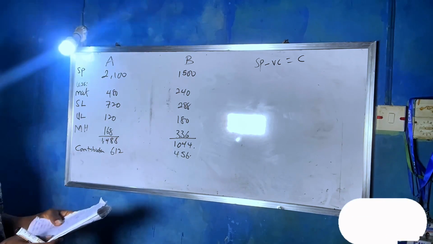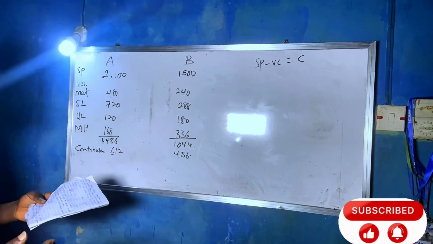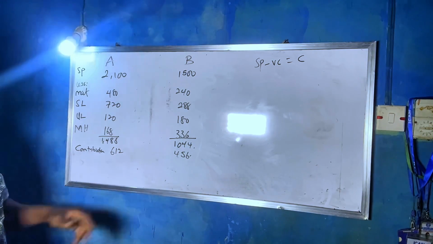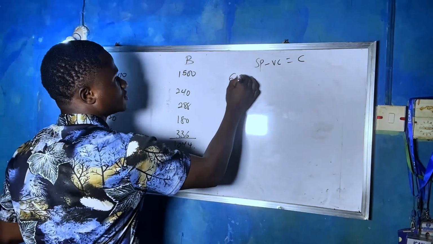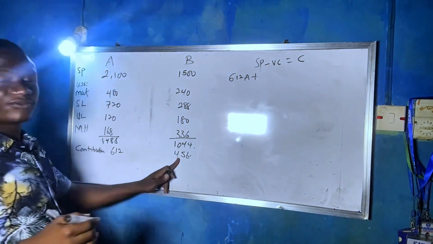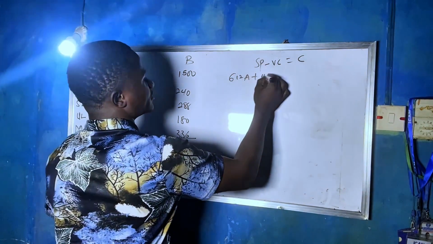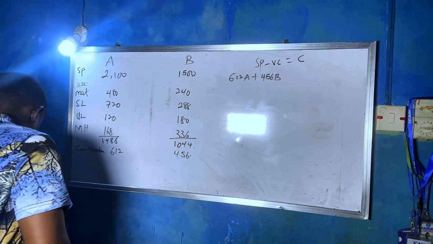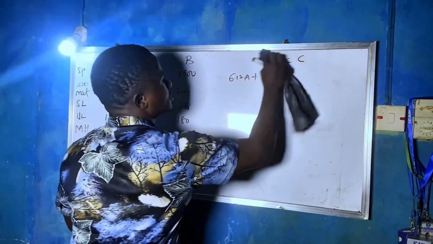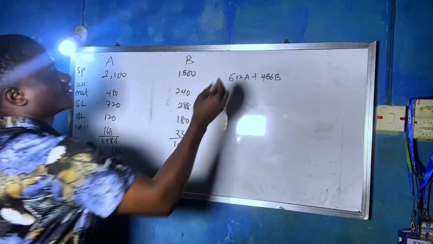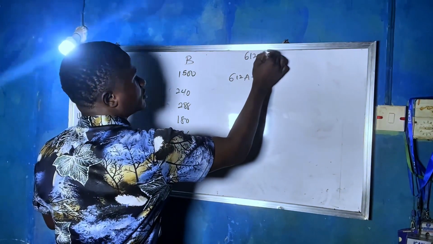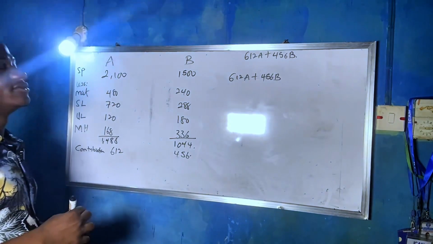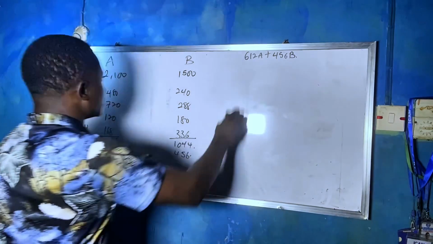So we've been told that we should determine the objective function and the constraint model. So the objective function is 612 of A plus 456 of B. Let me put that very well. So I have 612A plus 456B as our objective function. So we've determined our objective function.